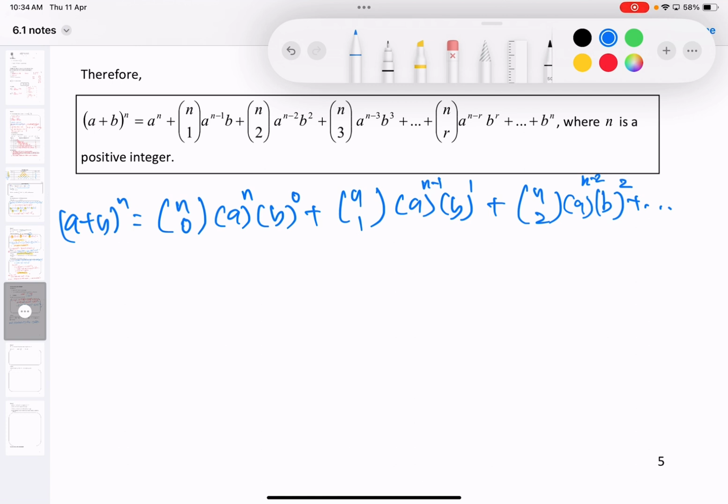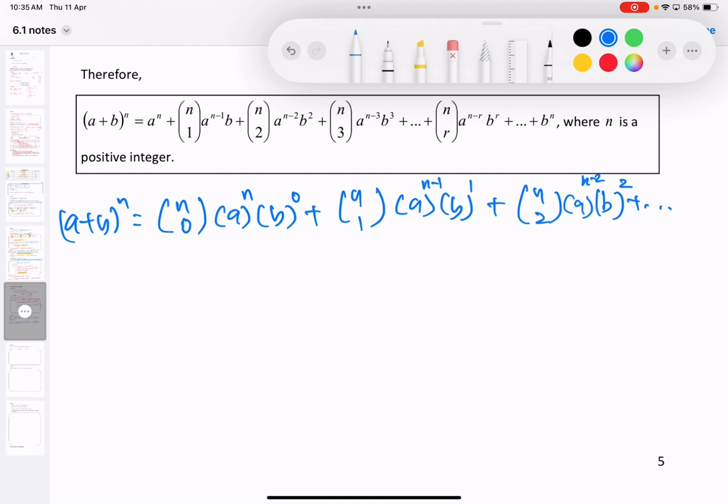But actually, if you take a look, what is n choose 0? Just now I told you guys, anything choose 0 is 1. This b to the power of 0, anything raised to the power of 0 is 1. So actually, that's why you get a to the power of n. Can you see that? Okay?